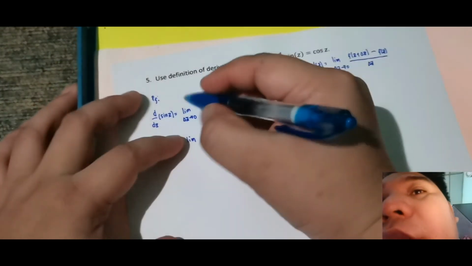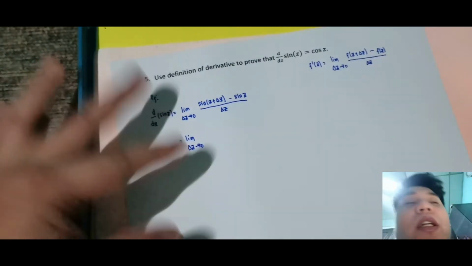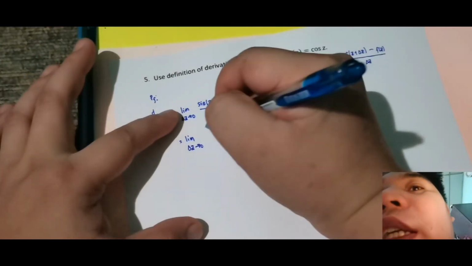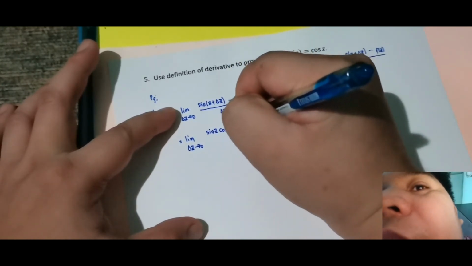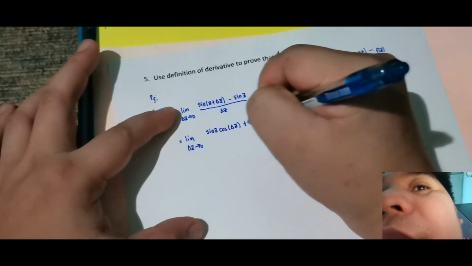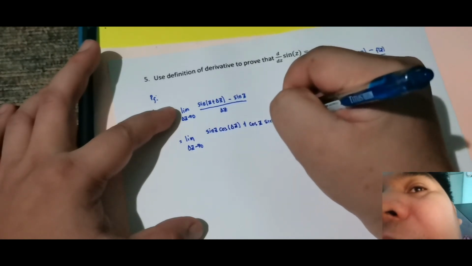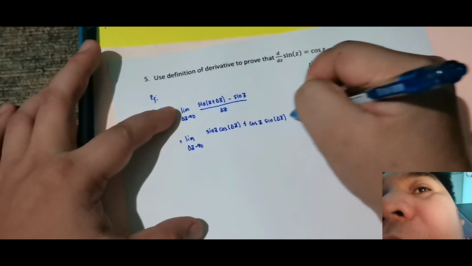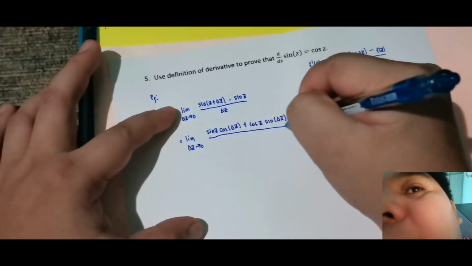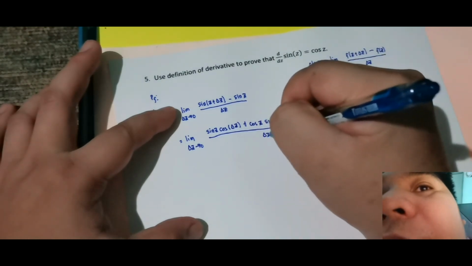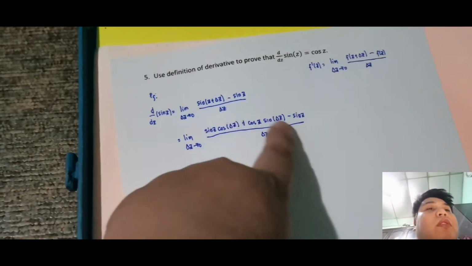Okay, so that is the limit as delta z approaches 0 of sine z cosine delta z plus cosine z sine delta z, minus sine z, all over delta z. Next, ang gagawin ko, itong sine z na to kukunin ko doon.